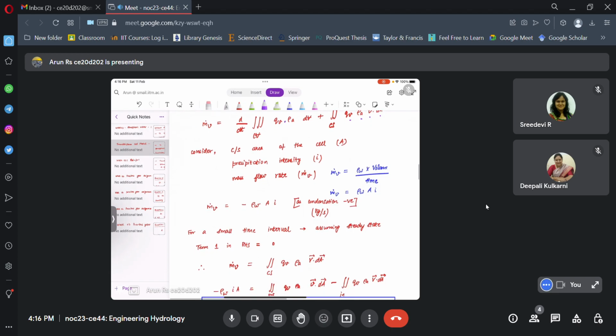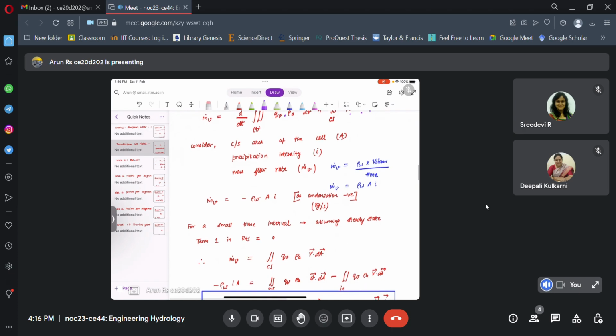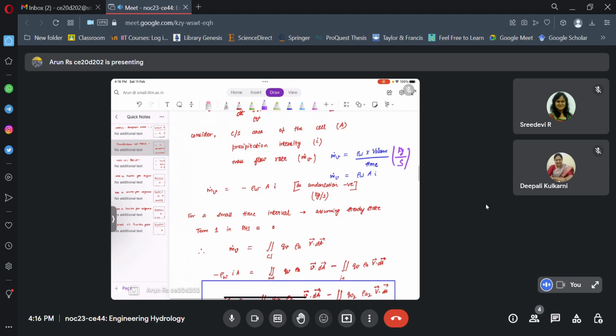So here we are considering the cross-sectional area of the cell as A and precipitation intensity as I. So the mass flow rate is given by density into volume. Since it is a flow rate, we are dividing it by time, which will have a unit of kg per second. So substituting these expressions, we get the mass flow rate as density of water into area of the cross section multiplied by the precipitation intensity.